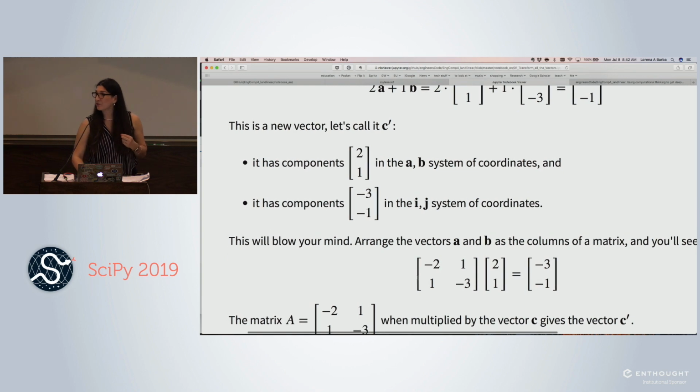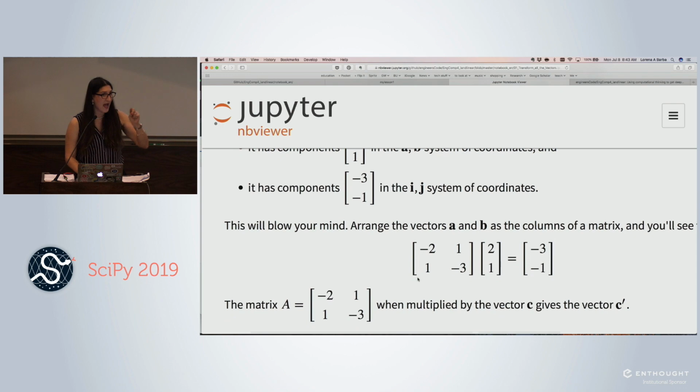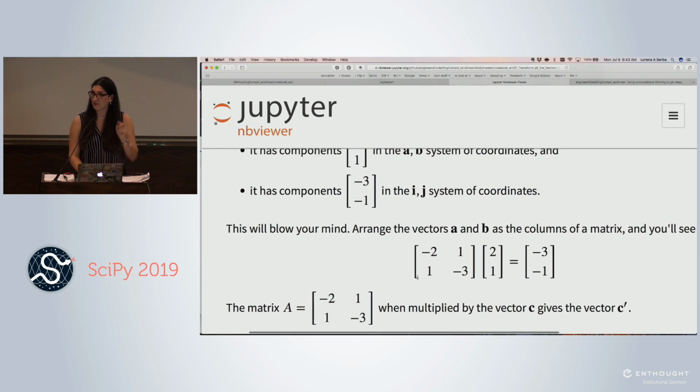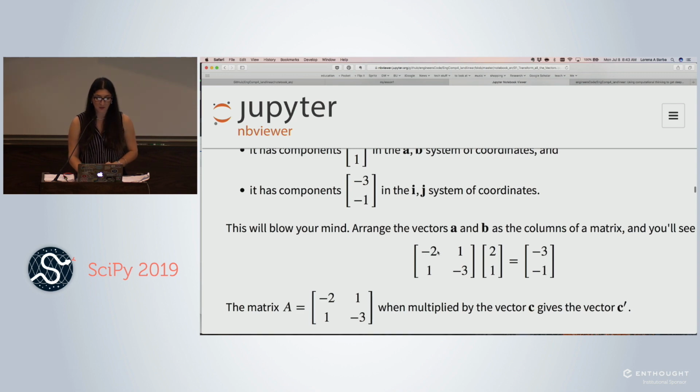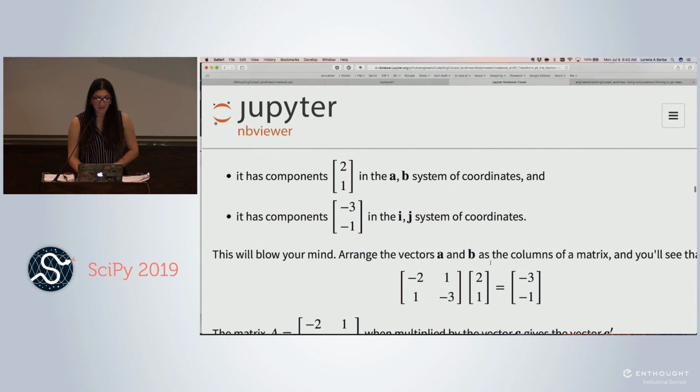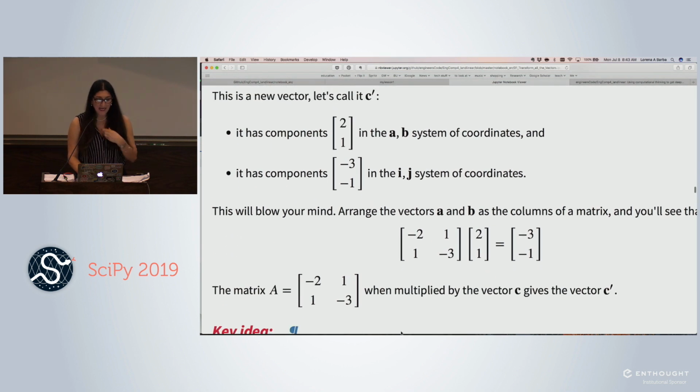Now, this is what's really interesting. If you arrange the vectors A and B as the columns of a matrix, minus 2, 1, 1, minus 3, and you multiply that by the components 2, 1, you get minus 3, minus 1. So the matrix formed by putting A and B in the columns, when multiplied by the vector C, gives you C prime.